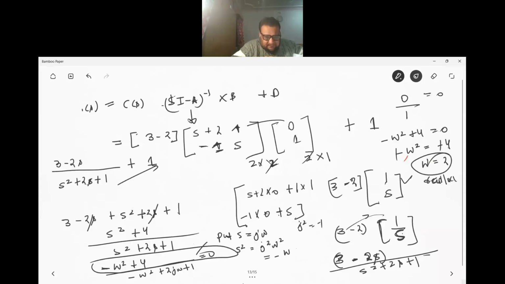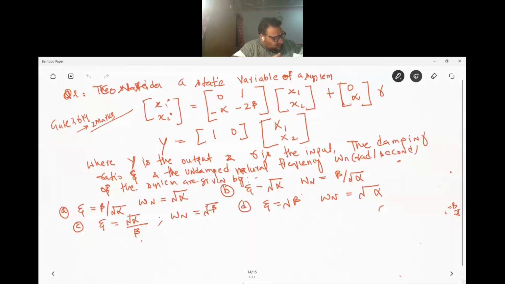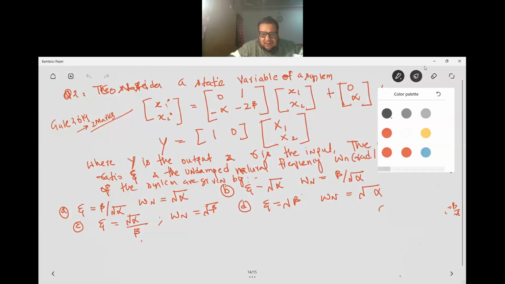Okay. Now, one more question they have asked here. This is the question. Let me just check the question properly. Yes, this is the same question they have asked. Consider a state variable of a system: x1 dot, x2 dot, 0, 1, minus alpha, minus 2 beta. Very good. So immediately whenever I look, this is for 2 marks. This is a juicy question for 2 marks, and I should not leave these questions.